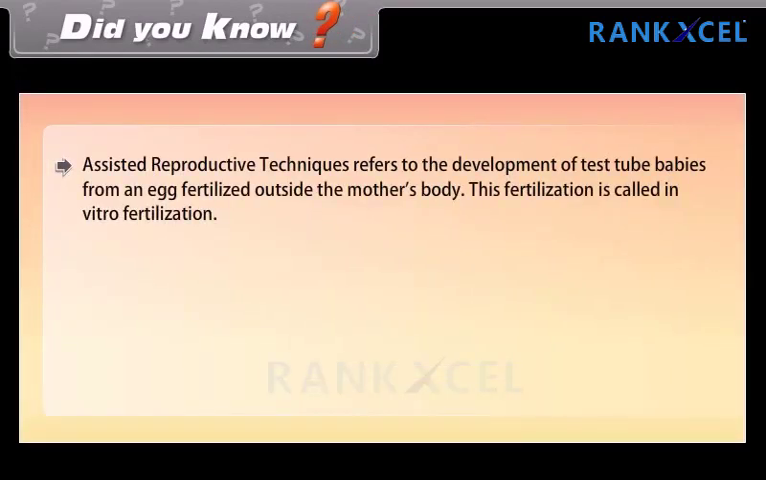Did you know? Assisted reproductive techniques refer to the development of test tube babies from an egg fertilized outside the mother's body. This fertilization is called in vitro fertilization.